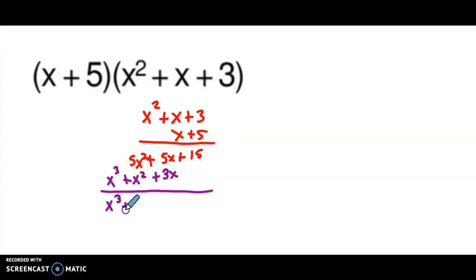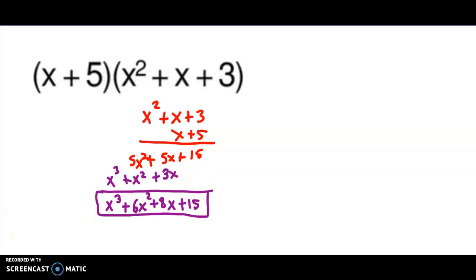x to the third, 5 plus 1 is 6x squared, plus 8x plus 15. So there's my answer to this product. It is a polynomial because it has more than 3 terms. It is cubic, which means third degree. It has a leading coefficient of 1, and a constant of 15.